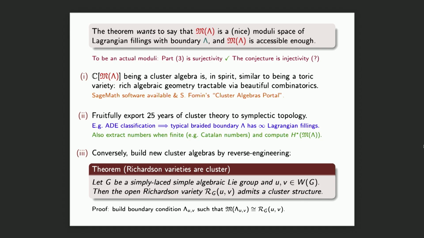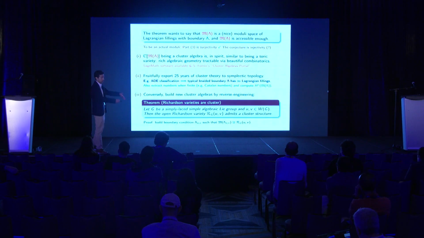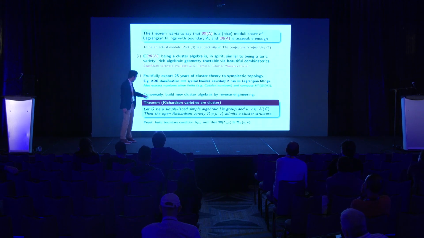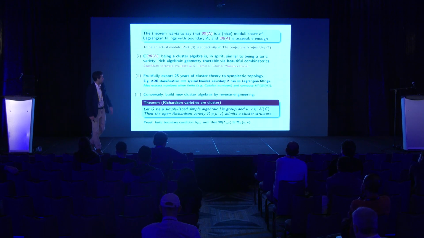The proof is, given the algebraic data for a Richardson variety, 2 permutations u and v in the Weyl group, I build for you a boundary condition, lambda_uv, such that the moduli of fillings for that boundary condition is exactly the open Richardson variety that you wanted. Therefore, by the theorem, that ring is a cluster algebra, so you solve that problem. It also works for any Lie type, not just GL or SL, not just type A. It works for G2. It's fun to think about Richardson varieties in G2, and we have a theory, and it works, and they're clustered. So that's one way to give back to the cluster community, by saying, here's another way to think about these varieties as moduli of fillings, and by its nature, it's then going to be clustered.